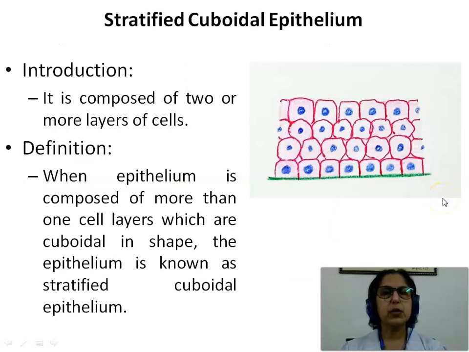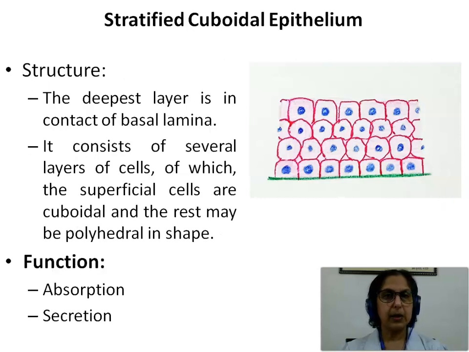Next we go to study the stratified cuboidal epithelium. It is composed of two or more layers of cells. Where epithelium is composed of more than one cell layer which are cuboidal in shape, the epithelium is known as stratified cuboidal epithelium. The deepest layer is in contact with the basal lamina.